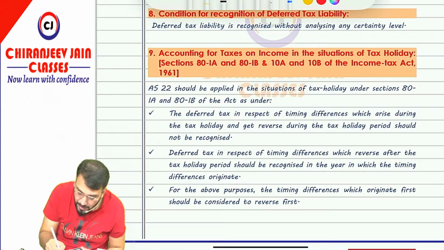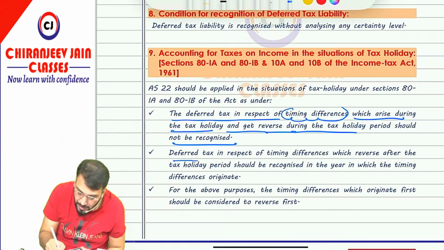Now in that case, what AS 22 wants to say is, if there is some timing difference which originated in the tax holiday period and is also reversed in the tax holiday period, for that no deferred tax. So deferred tax in respect of timing difference which arises during the tax holiday and gets reversed during the tax holiday period should not be recognized. Means for that timing difference no deferred tax should be recognized.